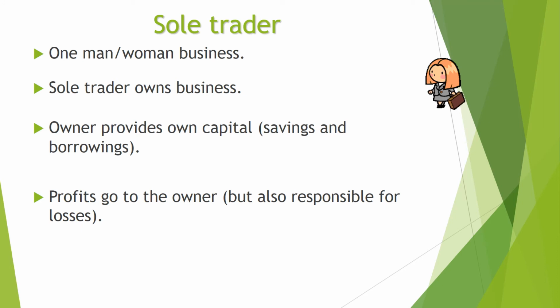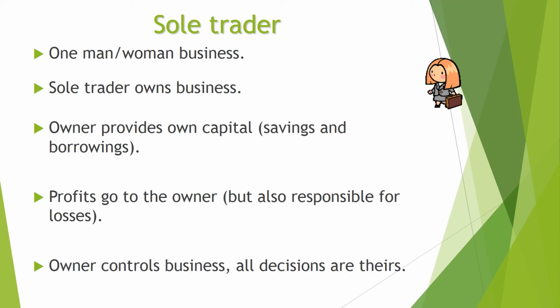The profits all go to the owner, but what we've got to remember here is the owner is also responsible for any losses that the business makes. The owner controls the business, so all the decisions in the business come from the owner. It's their business and they can decide how they want to run it.